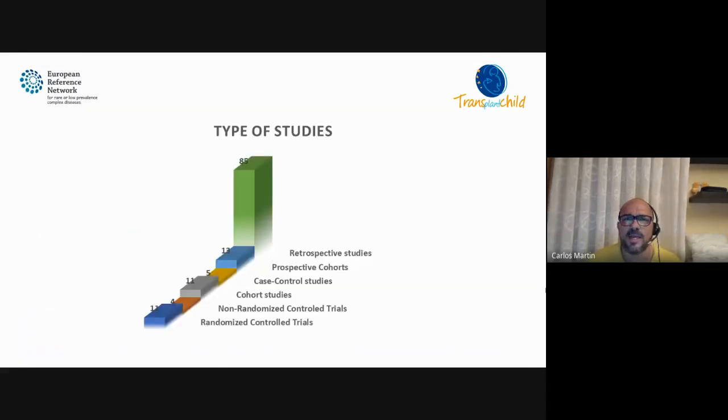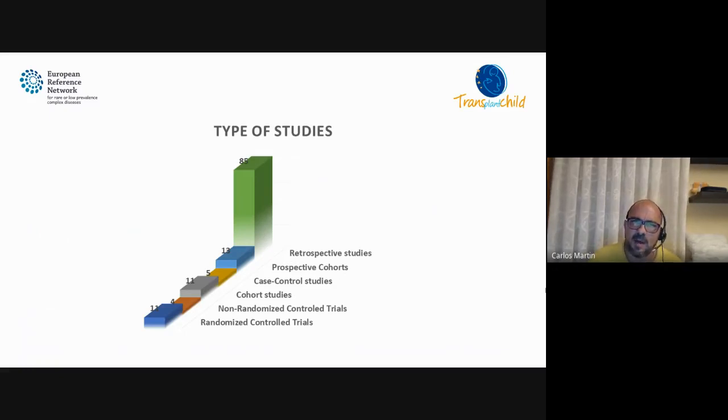So from those studies, you can see in the picture, we have only 11 randomized controlled trials, 4 non-randomized controlled trials, 11 cohort studies, 5 case control studies, 13 prospective cohorts, and 85 retrospective studies. So the first lesson to take is that most of the evidence about the immunosuppression is coming from retrospective studies. So more than 50% of the studies are retrospective.